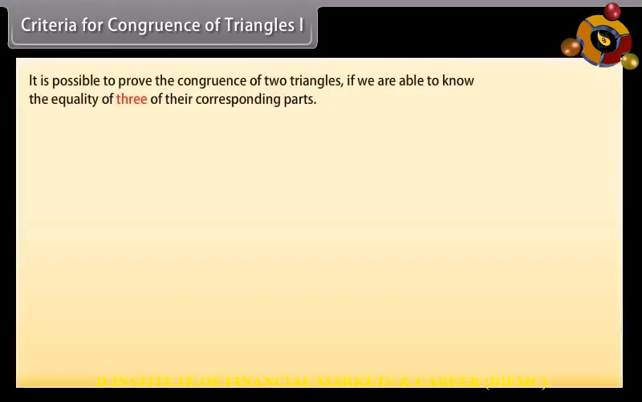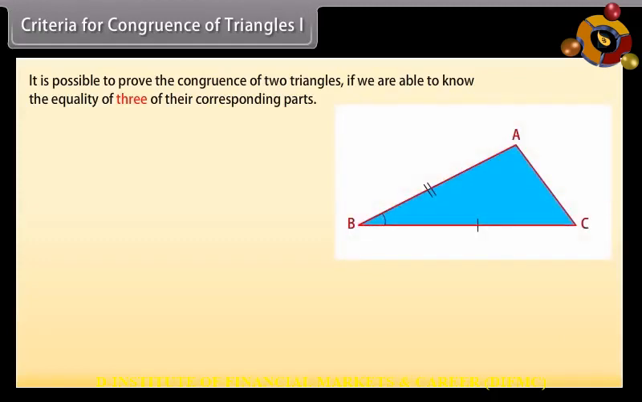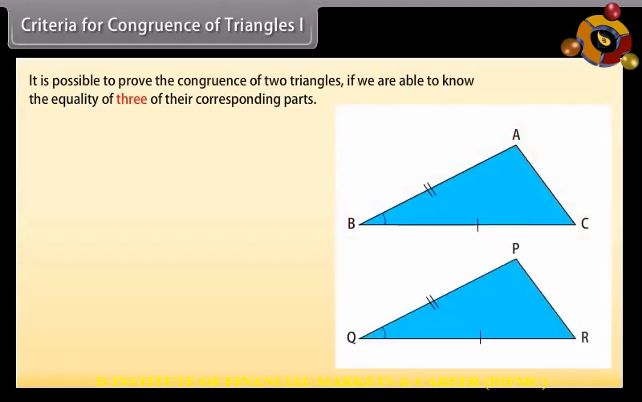Criteria for congruence of triangles 1. We shall now learn that it is possible to prove the congruence of two triangles if we are able to know the equality of three of their corresponding parts. Consider a triangle ABC. Construct another triangle PQR such that QR is equal to BC, angle Q is equal to angle B, and PQ is equal to AB.